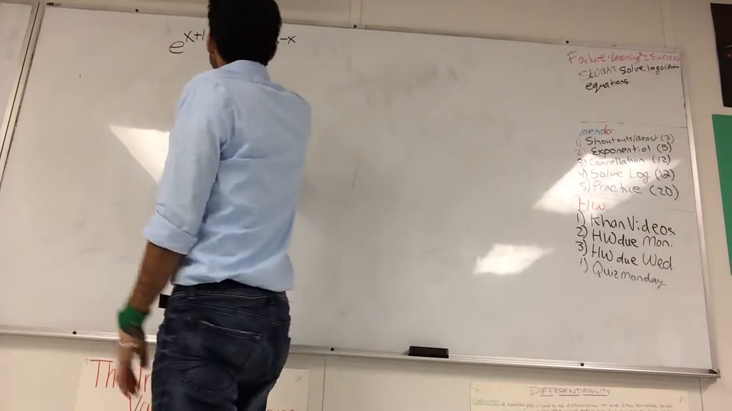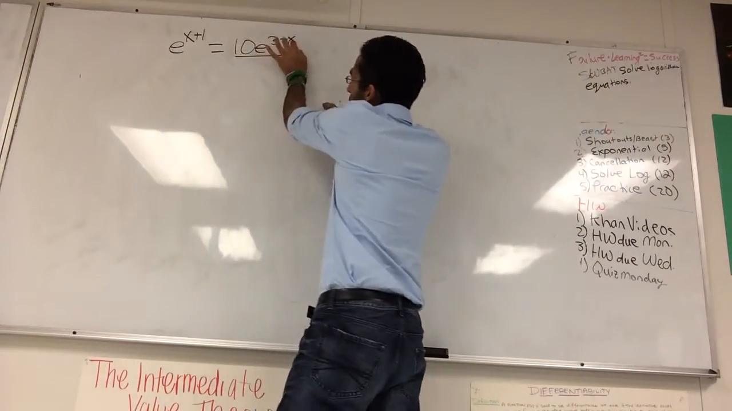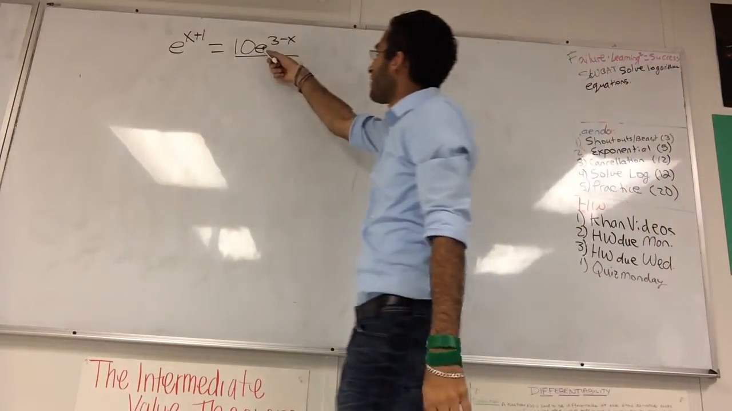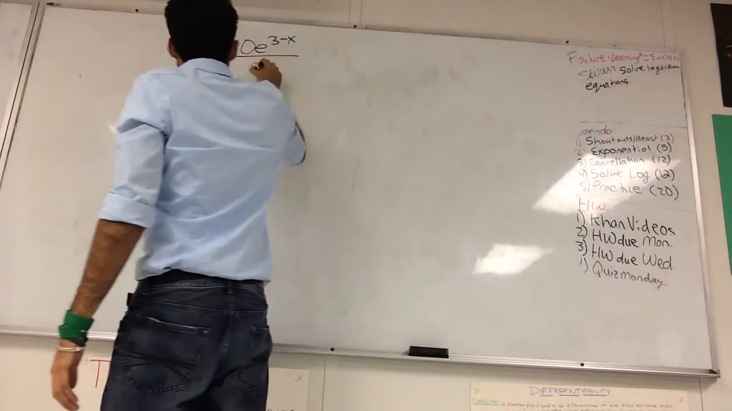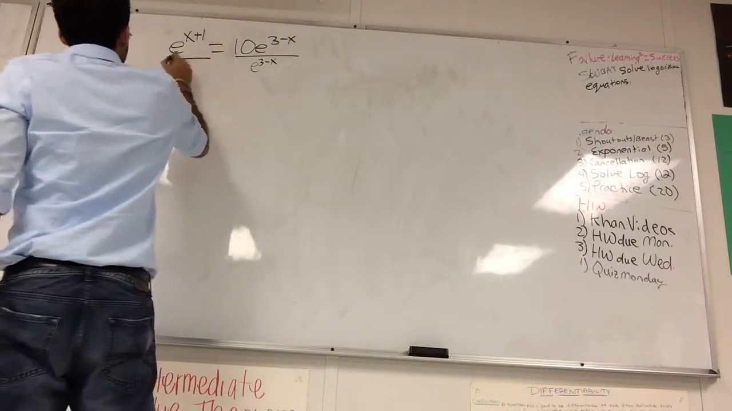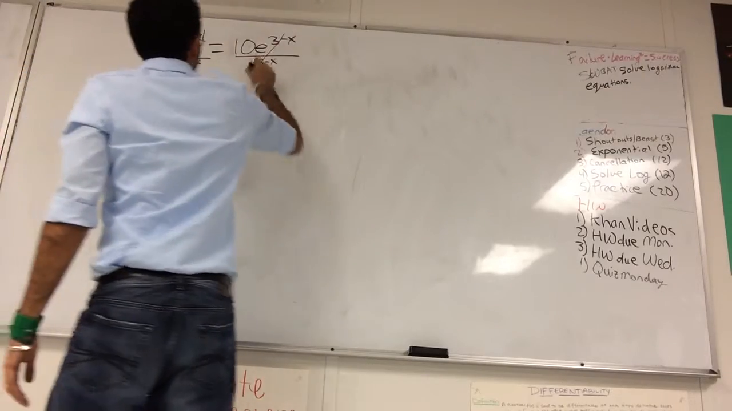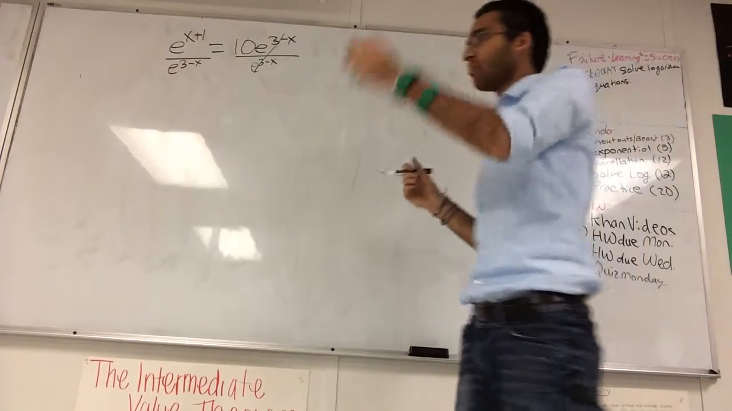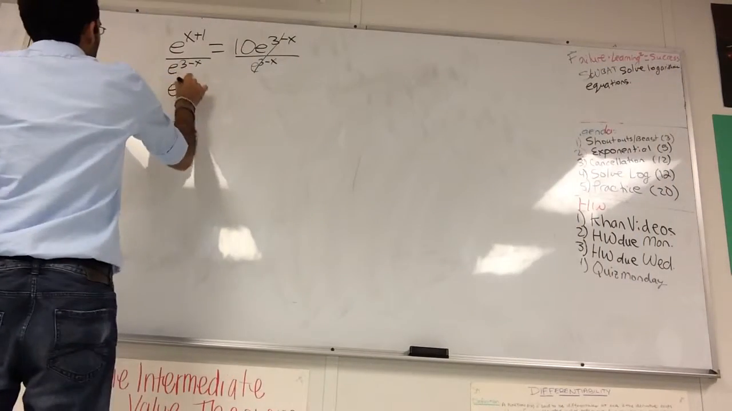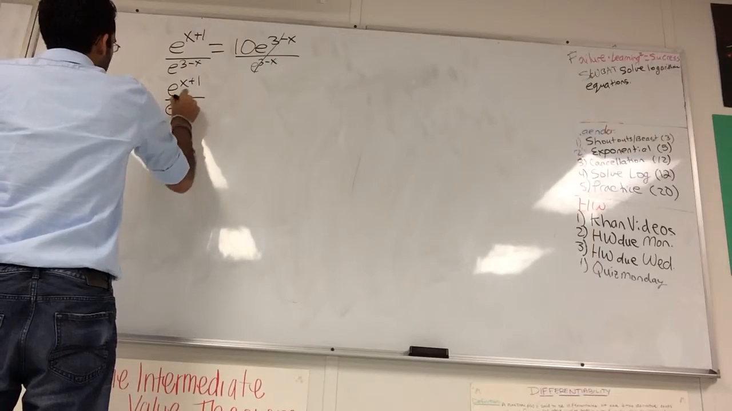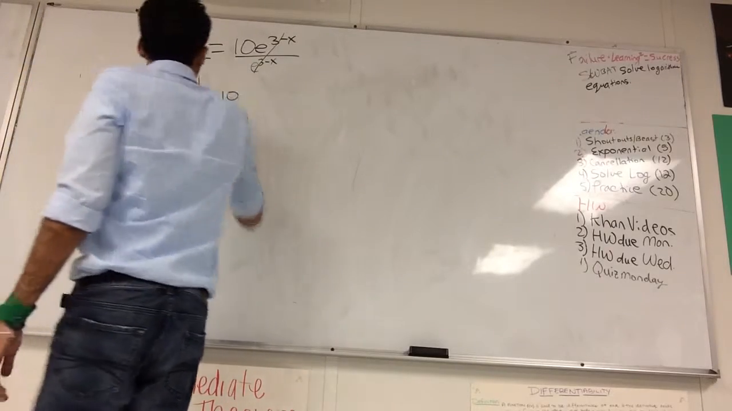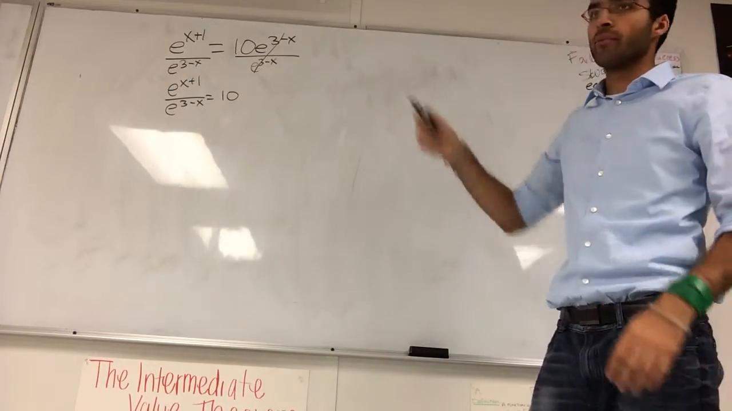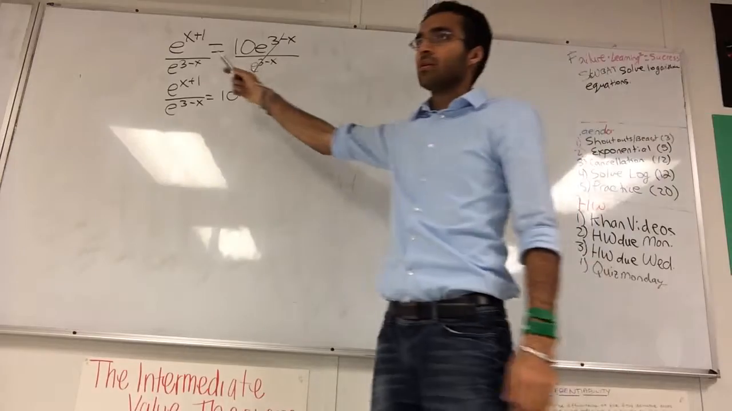Okay. So step one is I want to get all these variables on one side. That was like an Algebra 1 topic. Get all the variables on one side. So I'm going to divide by e to the 3 minus x. Use the logic that you learned way back in different grades and just apply it to this problem. That's all we're doing. e to the x plus 1 over e to the 3 minus x equals 10. Why? I just divided by e to the 3 minus x on both sides.